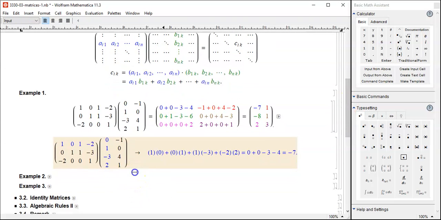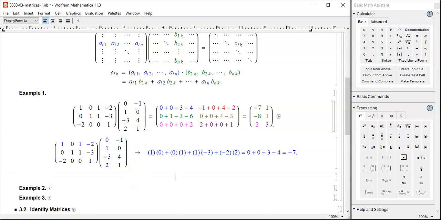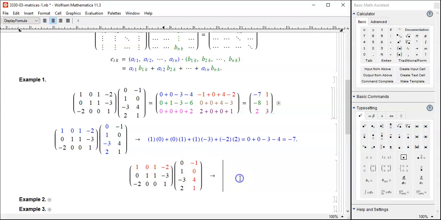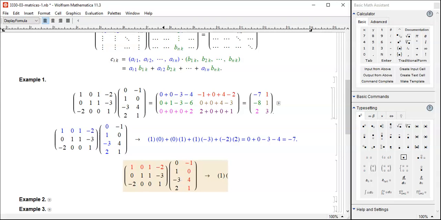Let's do this one more time. Okay. We're done with first row, first column. So let's go to the next column. So first row, second column this time. Again, we are doing the scalar product. So first entry times first entry. So 1 times negative 1.